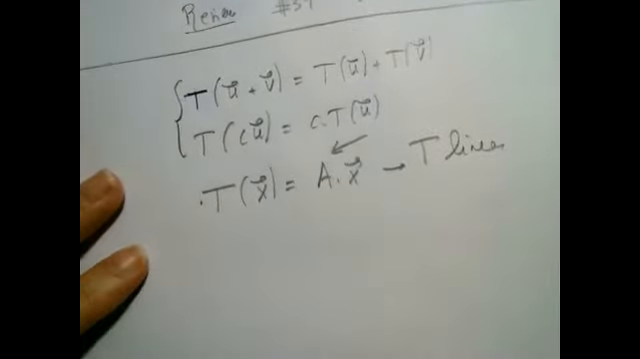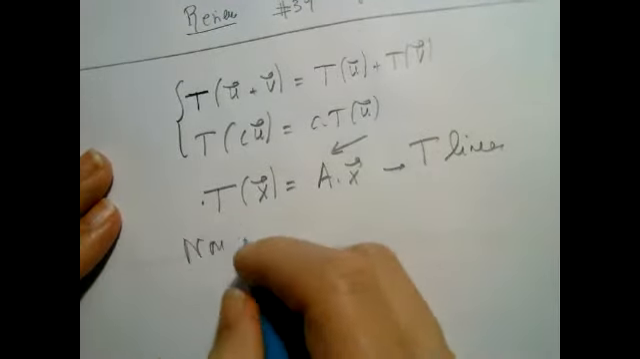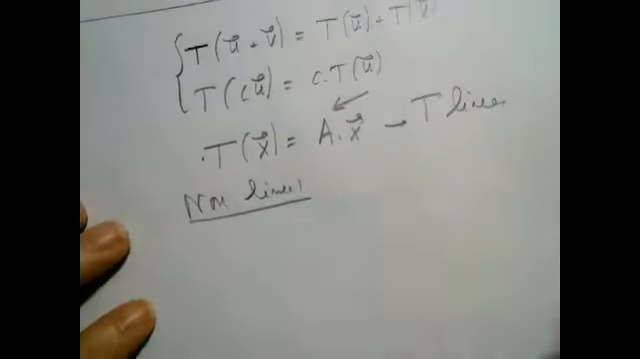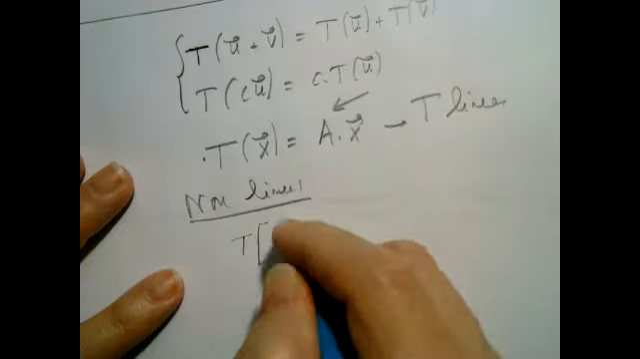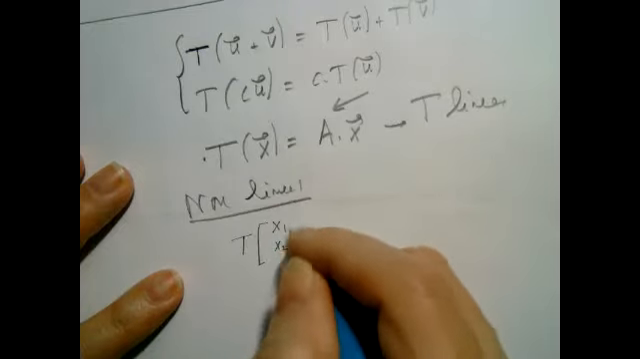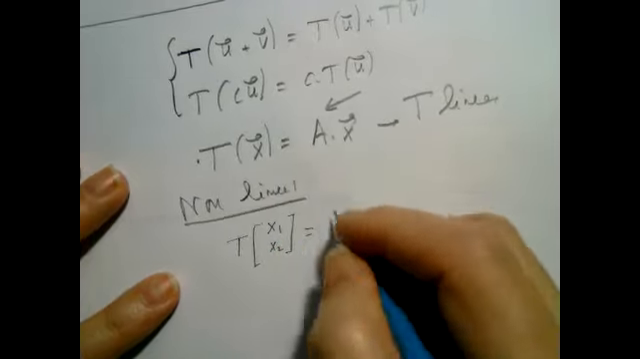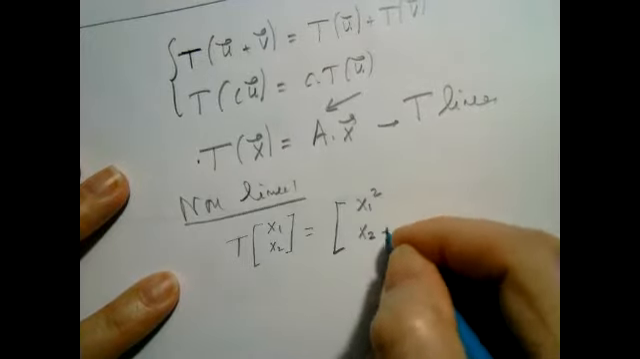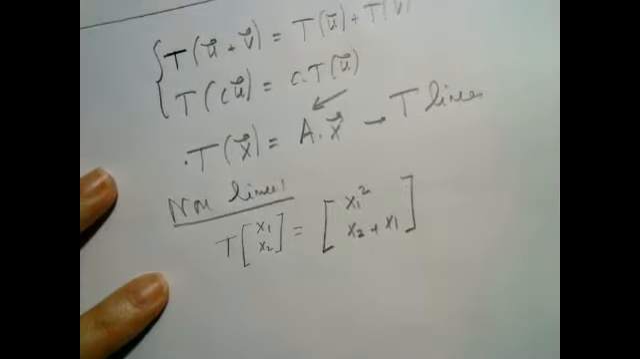Now, an example of nonlinear. There are a lot of nonlinear transformations. So let us say I give you a transformation. Suppose there are a lot of them. This is an example of nonlinear. I can square that and I can add 2. This is an example that is not linear.